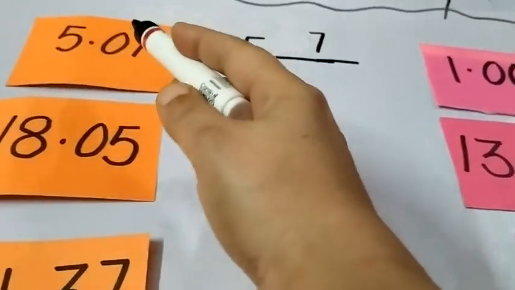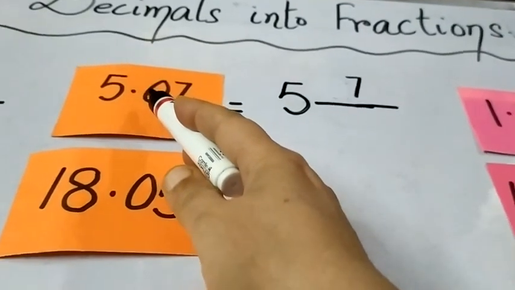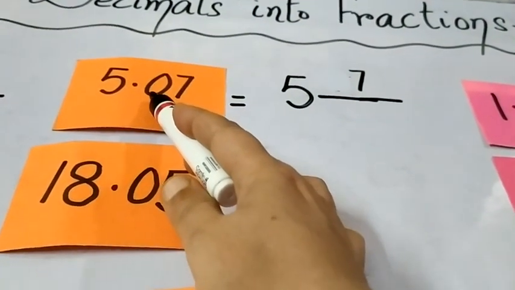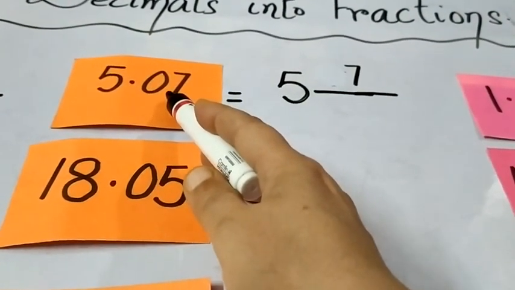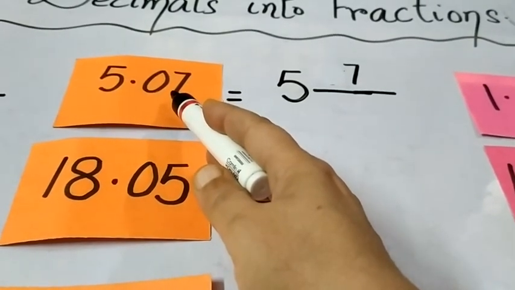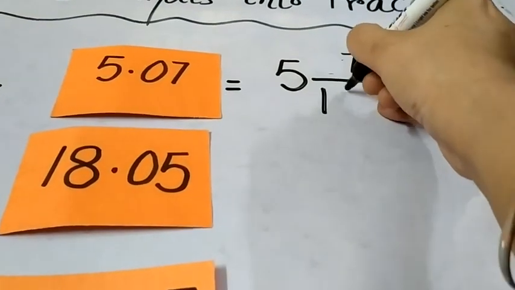Okay. Then this is places. We will count the places. This is 10th place. This is 100th place. So the last place is 100th. So that will be my denominator.